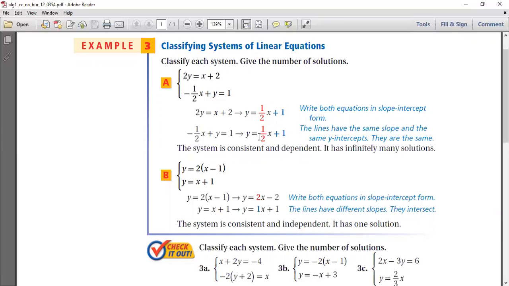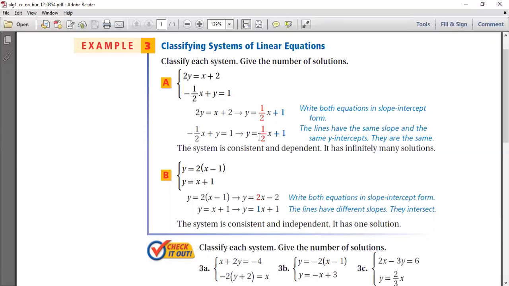Parallel means the slopes are going to be the same, but the intercepts will be different. So that means it has no solution. So that's when the system becomes inconsistent. Now, if it is consistent, that means it has to be at least one solution. Now, from these, we need to find out whether it is consistent.